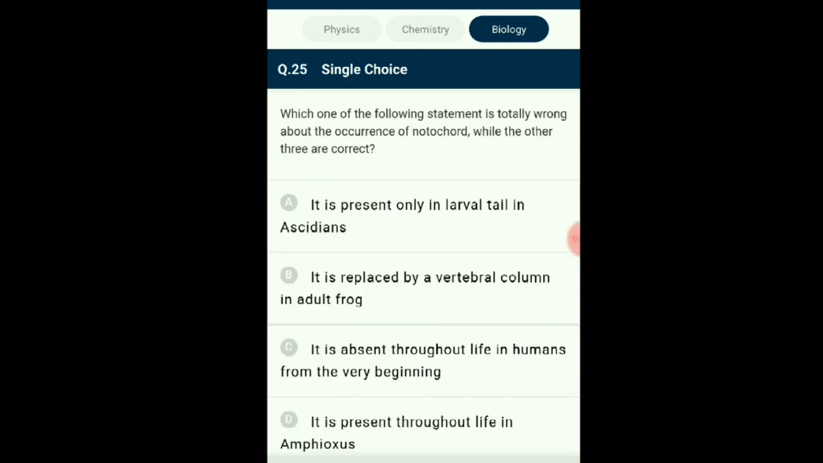Question number 25. Which one of the following statements is totally wrong about the occurrence of notochord, while the other three are correct? The notochord is a flexible rod-like structure that forms the main support of the body in the lowest chordates. It is not retained in humans throughout their life. The notochord is present in the embryonic stage and is replaced by the vertebral column in the adult. So the answer is option C. It is absent throughout life in humans from the very beginning. So that is a wrong statement.